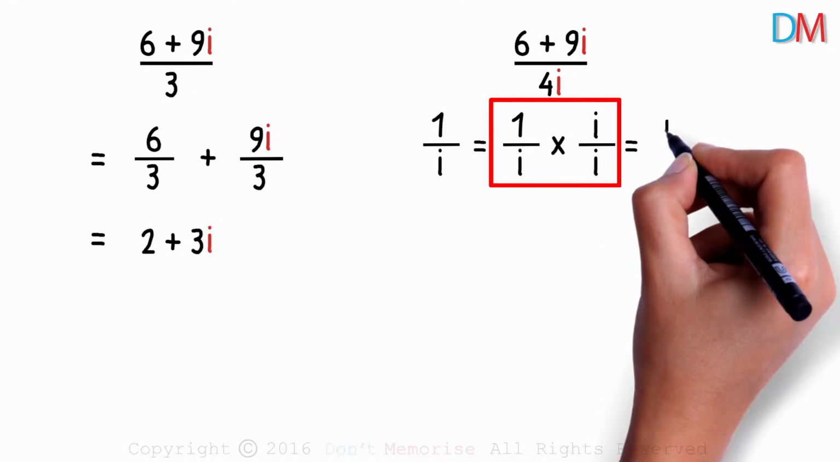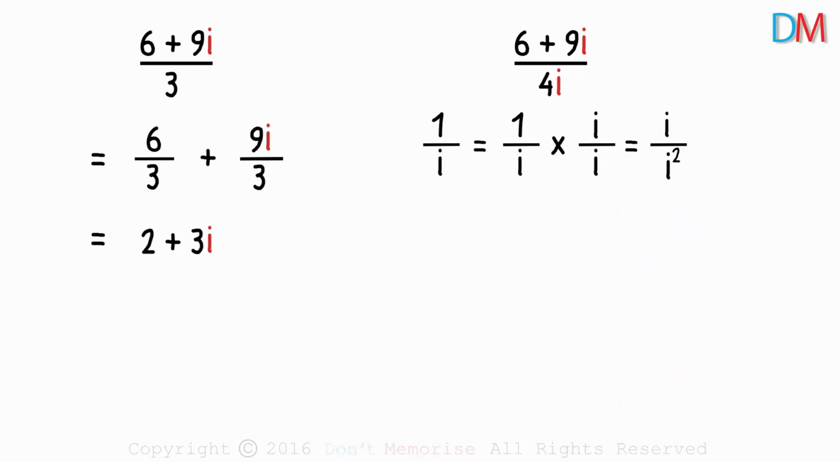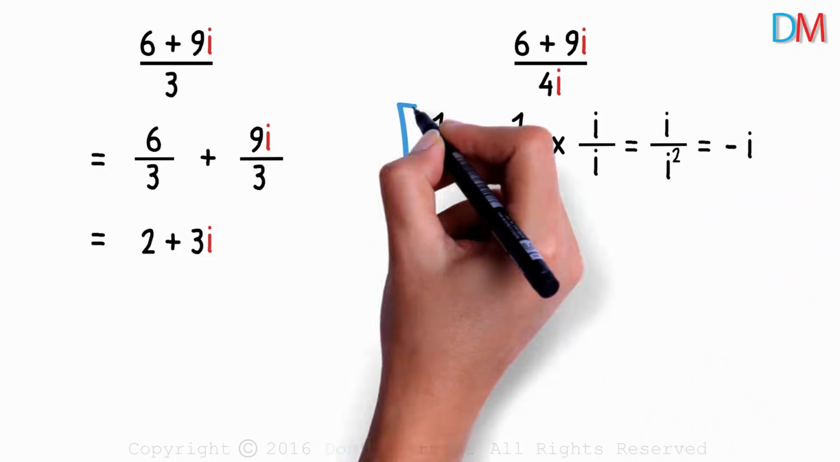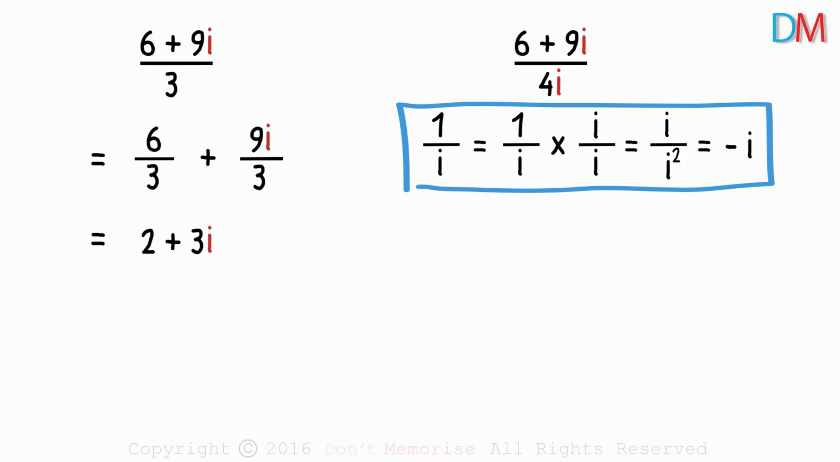That gives us i over i squared. And i squared is nothing but negative 1. And i over negative 1 is nothing but negative i. So 1 over i is equal to negative i. Now let's proceed with the problem.